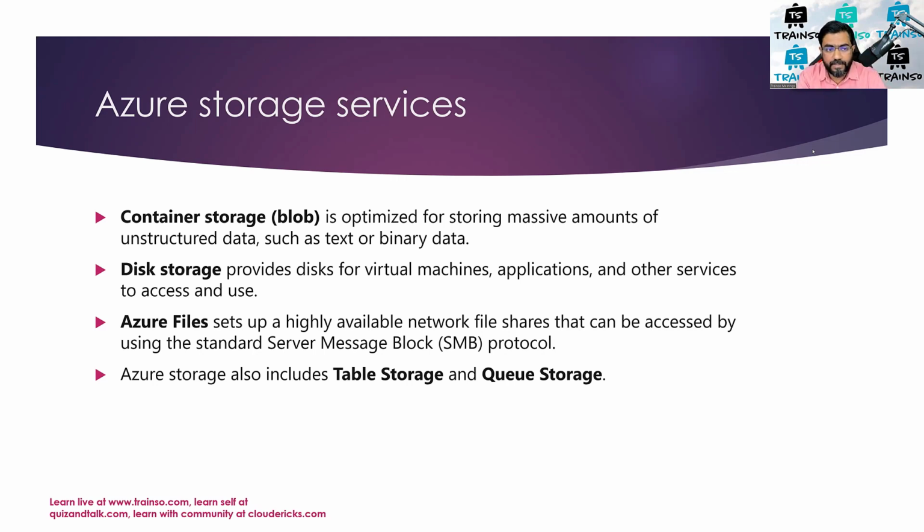And also you have a disk storage, which provides a disk for virtual machines, applications, and other services to access and use. And blob storage, the first one, is also called an object storage. If you are coming from other clouds, you may have heard about Amazon S3. This is the Azure version of it. Then you have disk storage. It provides disk for virtual machines. Your laptop or desktop, whatever it is, it will definitely need this, right? So in cloud also, whenever you are creating a virtual machine, it will need a disk or maybe more than one disk. Then you have Azure Files.